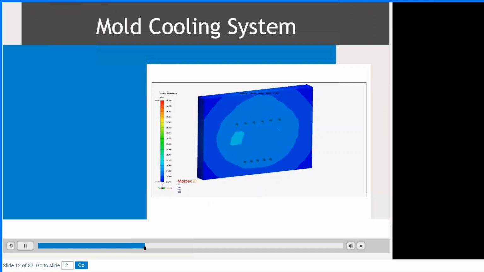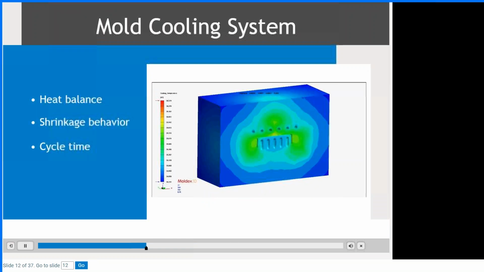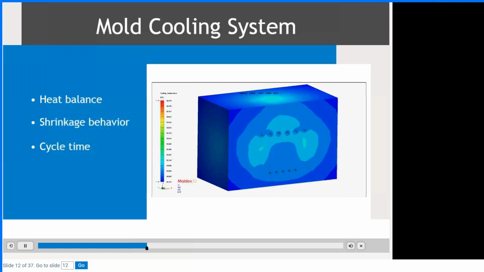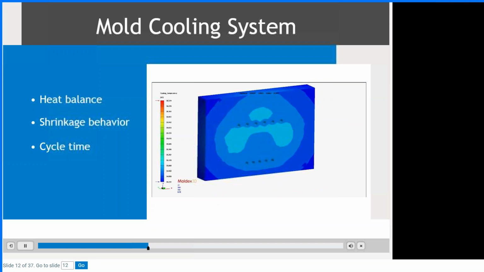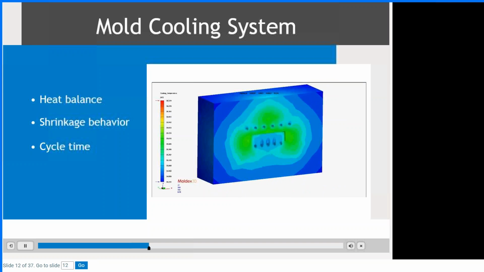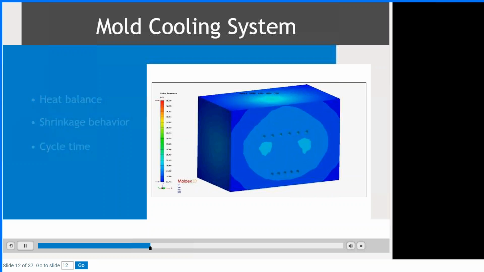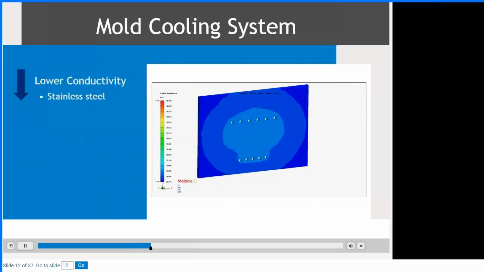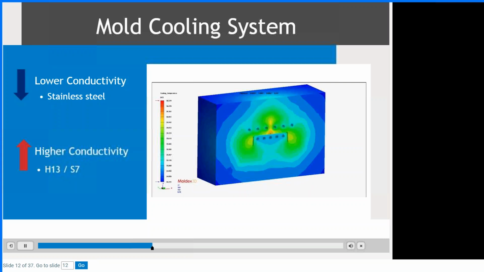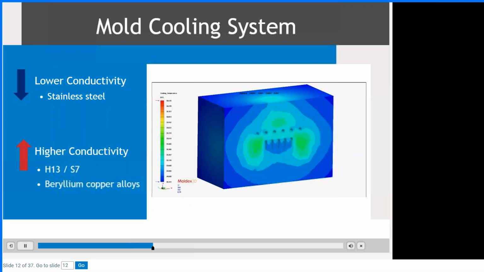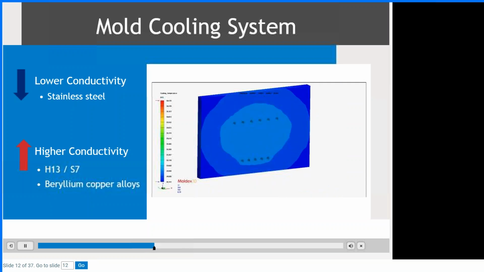A mold cooling system is important for optimizing heat balance, shrinkage behavior, and cycle time. Choosing the optimal mold steel for each molding application is an important factor to consider, since different steels have different thermal characterizations, which change how heat travels through the mold. Stainless steel has lower thermal conductivity than H13 and L7, for example. Beryllium copper alloys have high conductivity and can be used to reduce heat traps inside a mold.